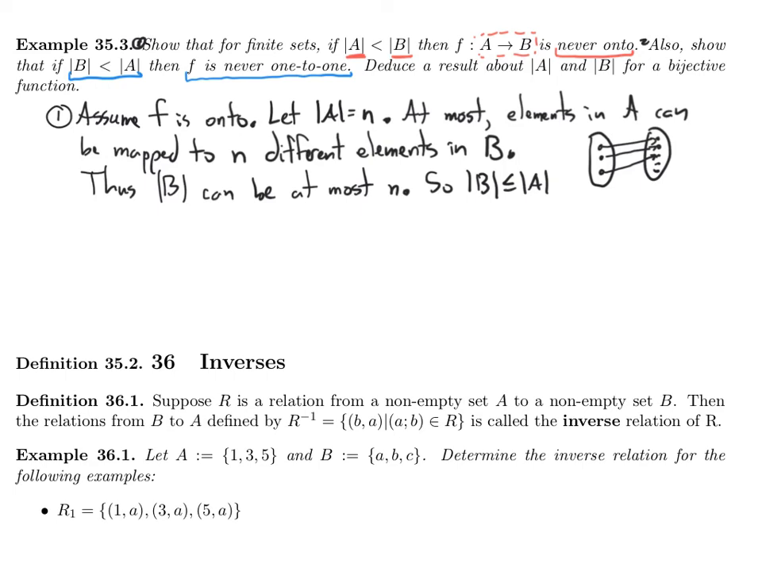So, by contrapositive, we assumed F was onto, and we showed that A is greater than or equal to B, but we wrote it this way: B is less than or equal to A. They mean the same thing. So, we've proved this by, and let me be clear here, this is by contraposition.